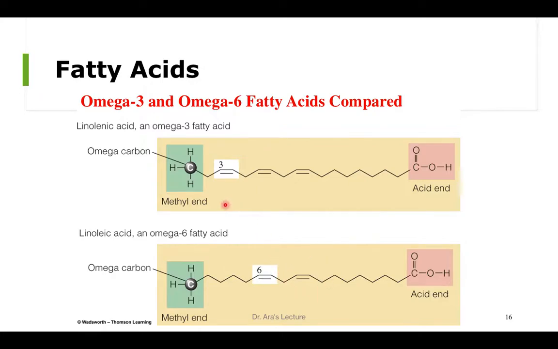So we see here 1, 2, 3. Omega 3 and omega 6 fatty acid. So the carbon at position 3 bears the double bond, and here the number 6 carbon has the double bond. These are examples of omega 3 and omega 6 fatty acids.